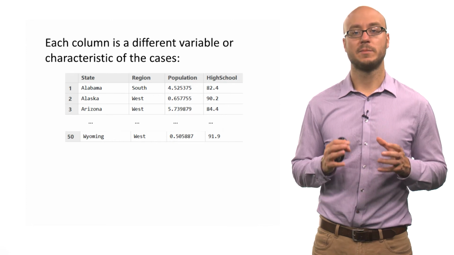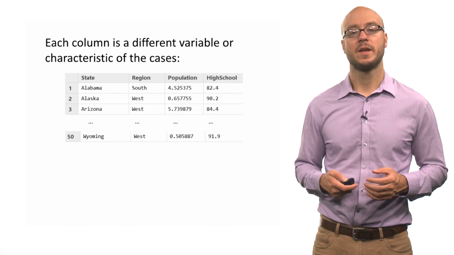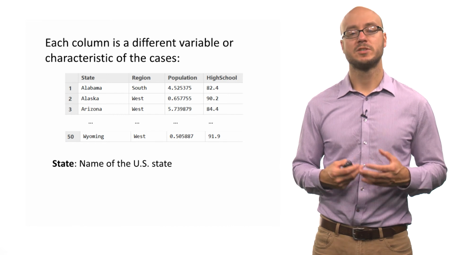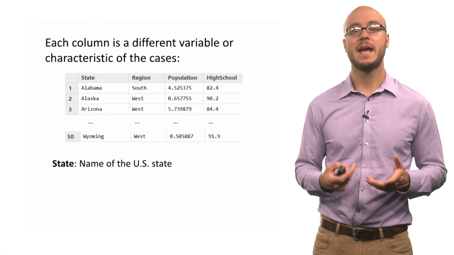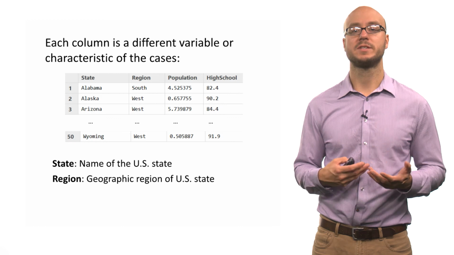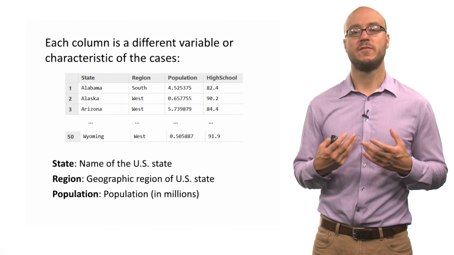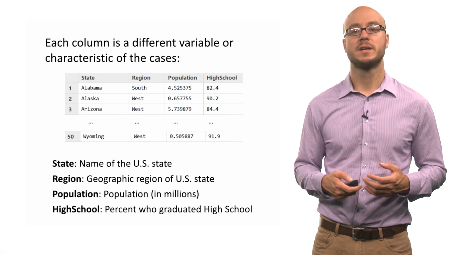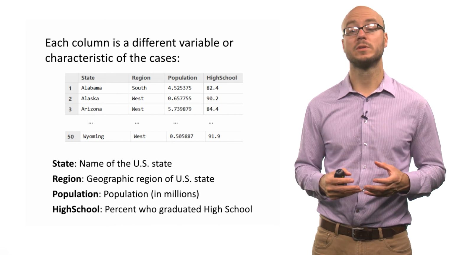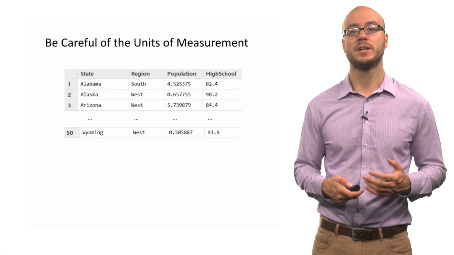So let's think about some of the columns of the data set that we have for our data set of US states in 2008. Each of the columns is a different variable or characteristic of the state. That first column is called state. That's the name of the US state. The next column is region, so that's just the geographic region, whether the state is in the west or south. Then we also have this column for population. This variable gives the population in millions for each state. And then we have this variable high school. That gives the percent who graduated from high school for each state. So these variables are different characteristics for each observational unit, each case.